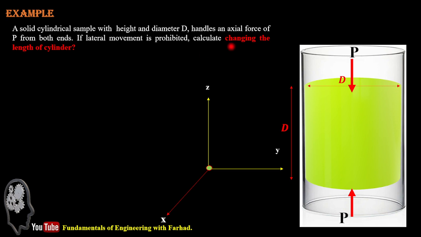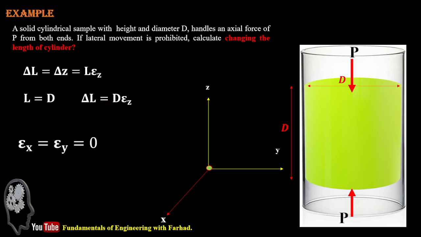So we want to calculate the change in the length of the cylinder, which is the decrease in the length, because that's a compressive force. So delta L is equal to delta Z in our case, and that's equal to length times epsilon Z. And because L is equal to D, meaning we call L the height of our cylinder, delta L is equal to D epsilon Z.